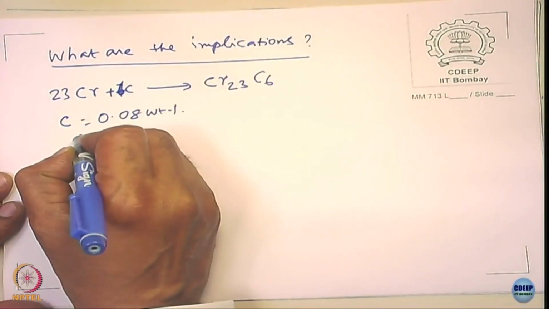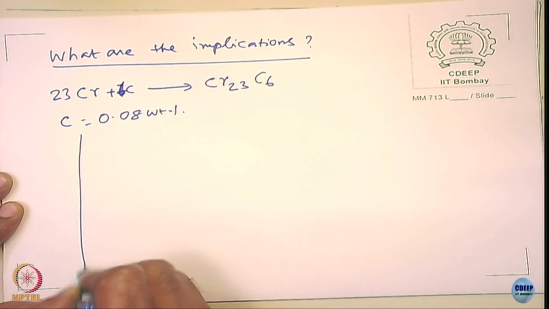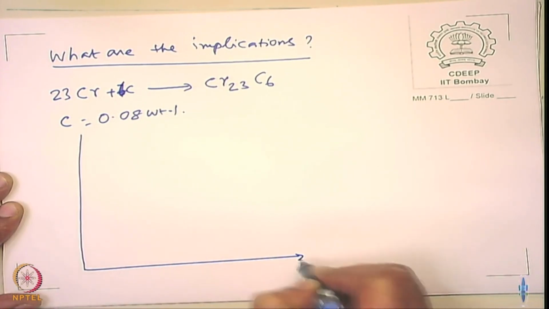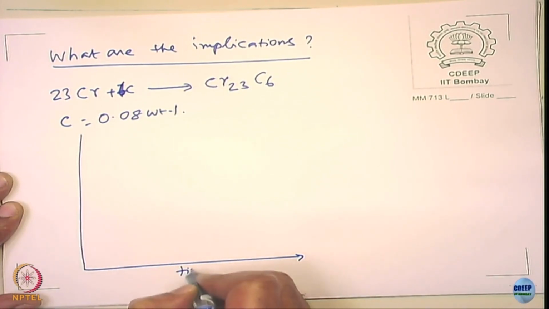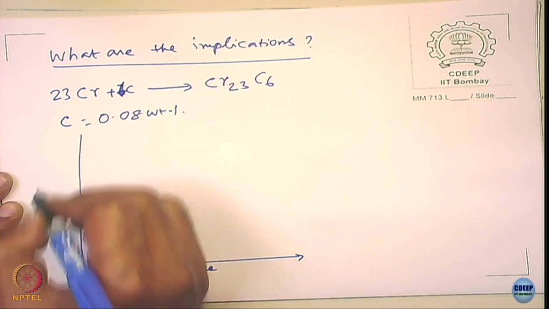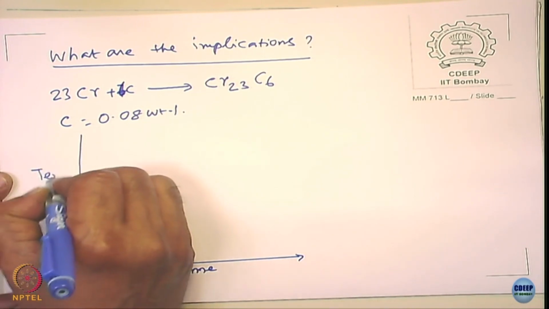So, the factors that control IGC can be seen from this diagram.